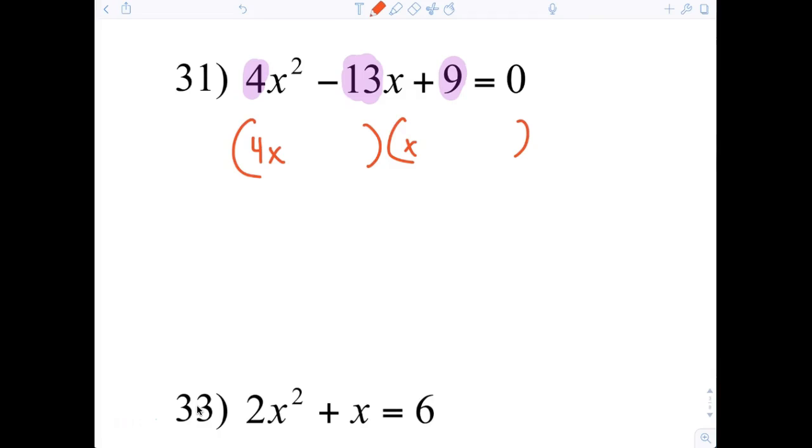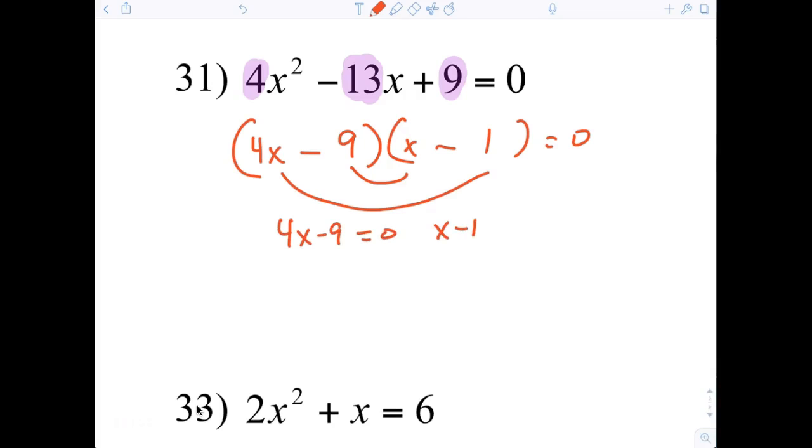Now, 9 we don't break into 3 and 3. 9 goes here, 1 goes here, because that's giving me the 9 and the 4, which makes 13 if they're both negative. Is everybody with me on this? So now we're saying 4x minus 9 equals 0, x minus 1 equals 0. So x is equal to 9/4 or 1. You all right with that, Connor?